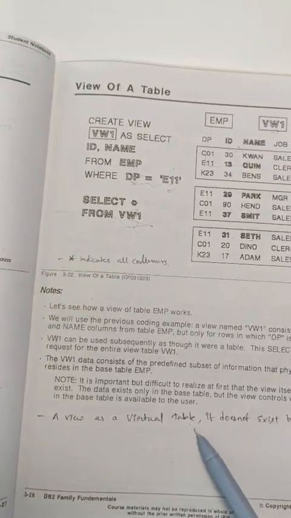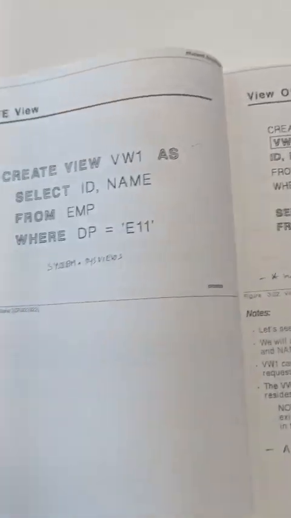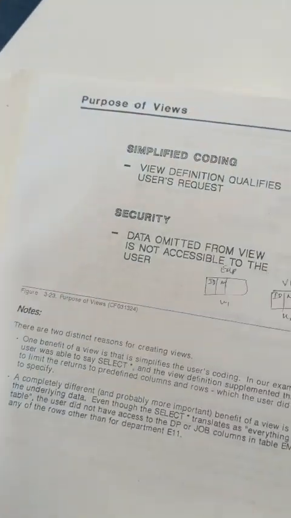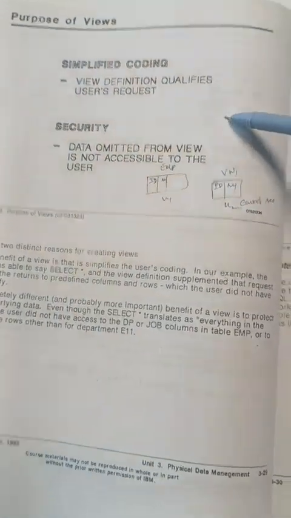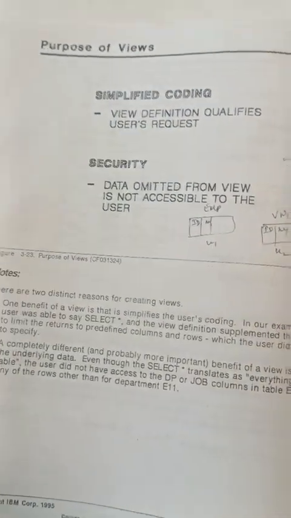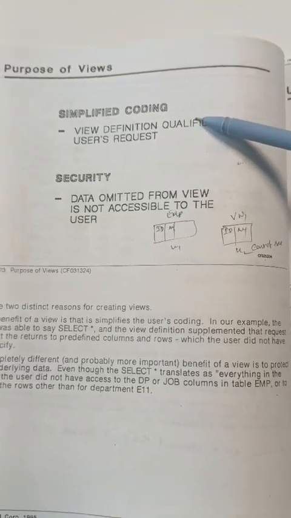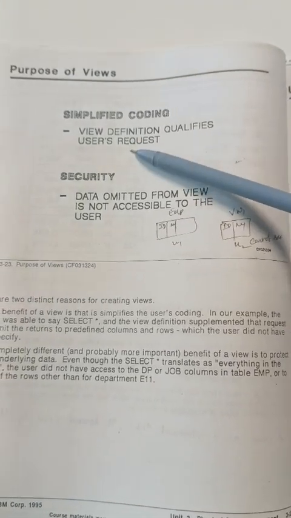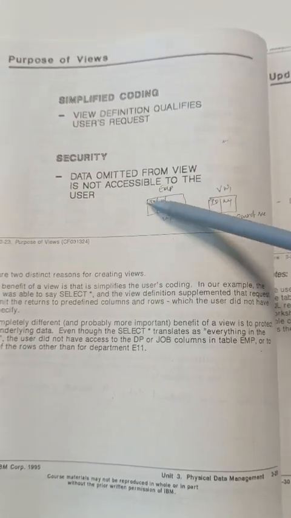A view is nothing but a virtual table. It does not exist by itself. Only for our program purposes we are creating a view. It is not stored in the tables. What is the purpose of a view? Simplified coding. The view definition qualifies the user request, and for security, data omitted from the view is not accessible to the user.